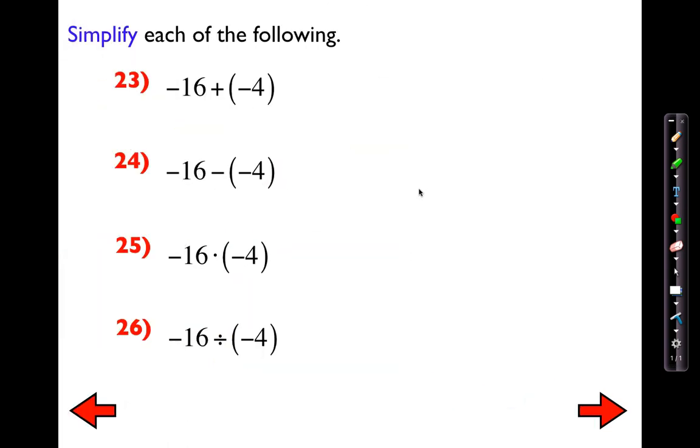Okay, so now let's mix up all these operations and let's see how well you did. Go ahead and pause the video to try numbers 23 all the way to 26 by yourself.